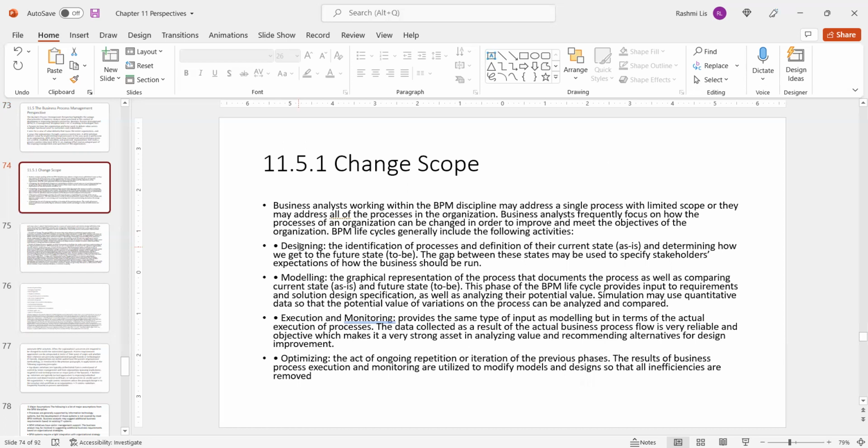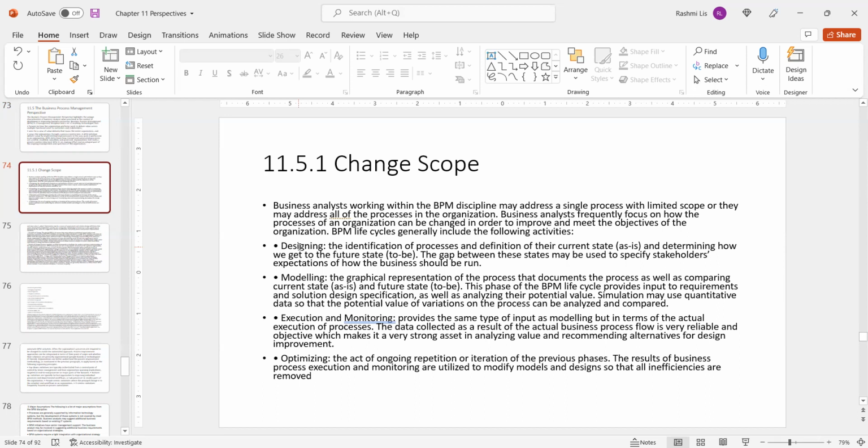BPM life cycles generally include the following activities. One is designing: the identification of processes and definition of the current state, as is, and determining the future state, which is to be. The gap between these states may be used to specify stakeholders' expectations of how the business should be run.